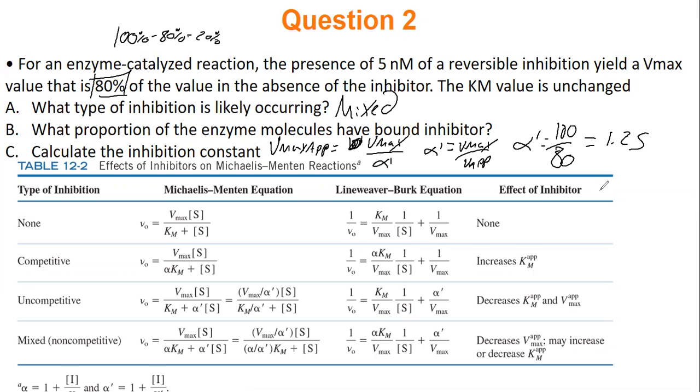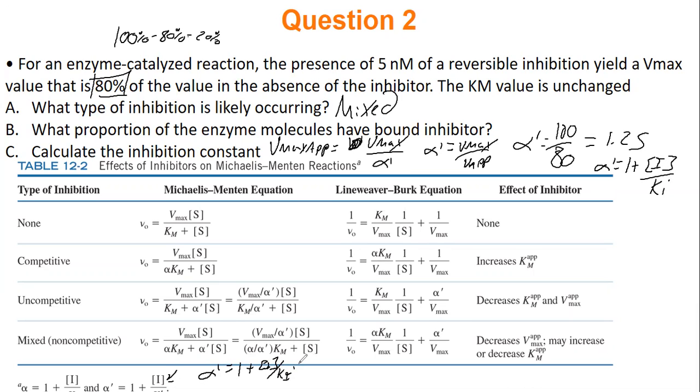Now let's solve for the Ki, which is Ki prime. So alpha prime equals 1 plus inhibitor divided by Ki prime, which is actually what's being shown down here. It's just cut off, because Zoom likes to cut off the bottom of my screen.